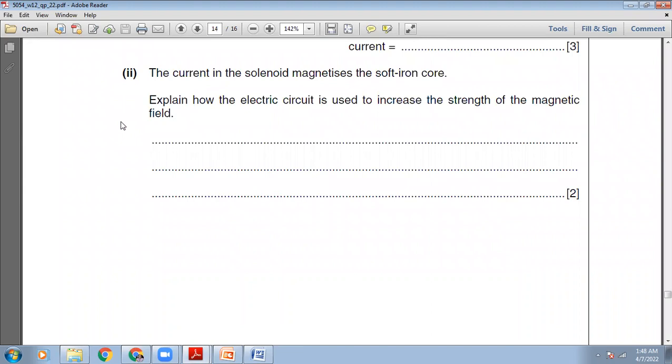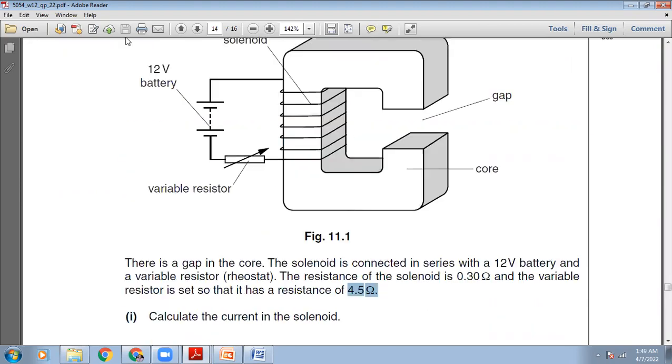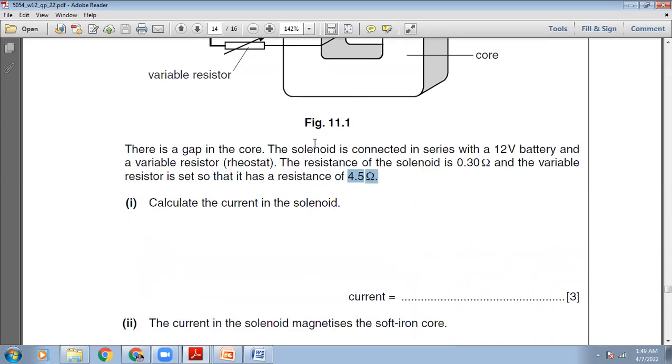The current in the solenoid magnetizes the soft iron core. Explain how the electric circuit is used to increase the strength of the magnetic field. If you want to increase the strength of this magnetic field, there are 2, 3 methods you can use. You can increase the voltage by putting more cells in series with this battery, or a very simple method is to decrease the resistance of this variable resistor. When you decrease the resistance, the current coming from the battery will increase, and the more current flowing through these wires, the stronger the magnet will be.